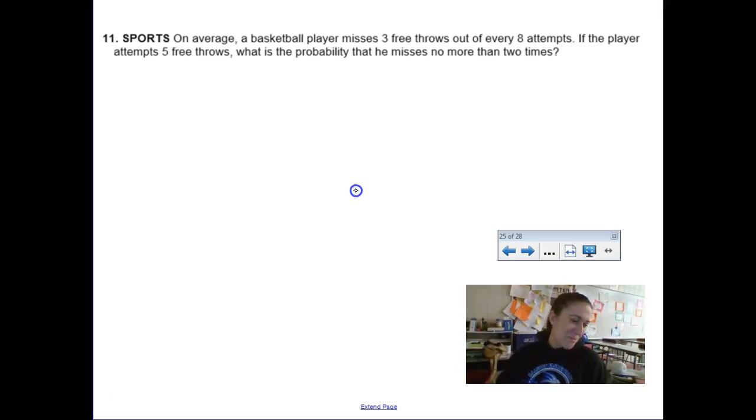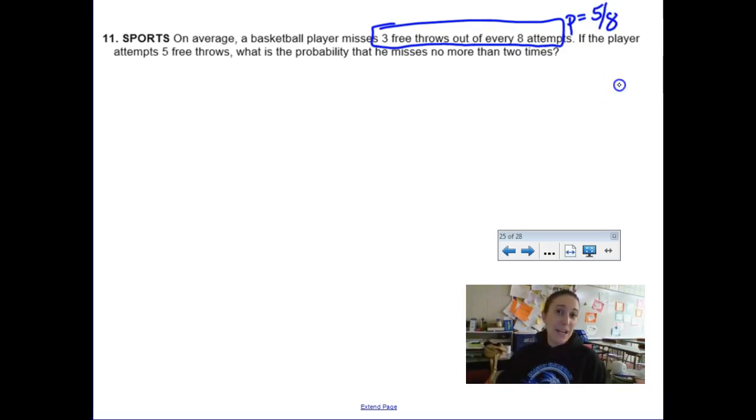All right, sports. On average, a player misses 3 free throws out of every 8 attempts. Well, that's a very negative Nancy way to say that they make 5 out of 8. So what I'm going to change that to is that the probability of success is 5 out of 8. I can type it just like a fraction in my calculator, so I'm going to leave it like that. So if the player shoots 5 free throws, this is now our number of trials. What's the probability that he misses no more than 2 times?